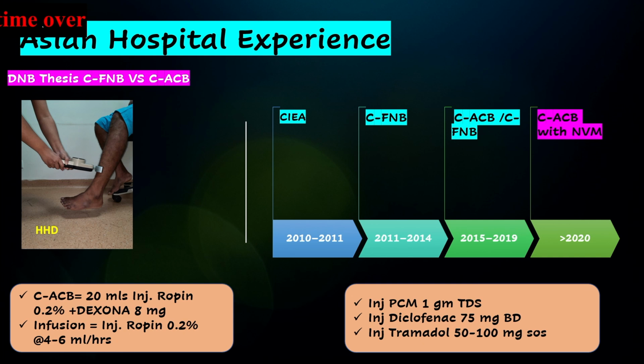So, we did a DNB thesis. We compared the quadriceps strength with a femoral nerve block versus a continuous adductor canal block using a handheld dynamometer. It's around 1 lakh. And it was consistently shown that adductor canal is far better than the femoral in terms of quadriceps weakness, and it used to help us in early mobilization.